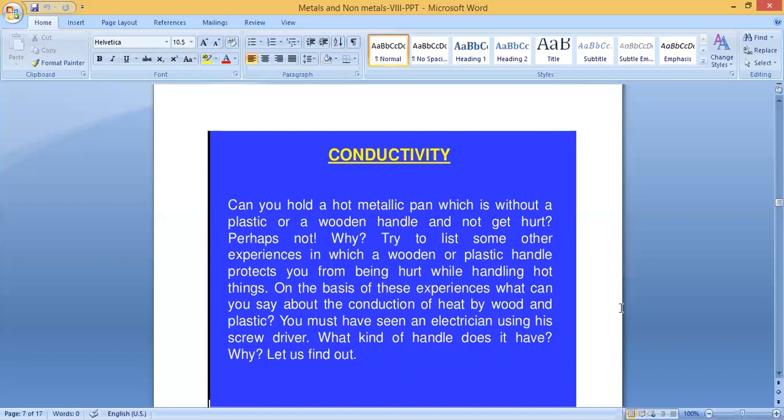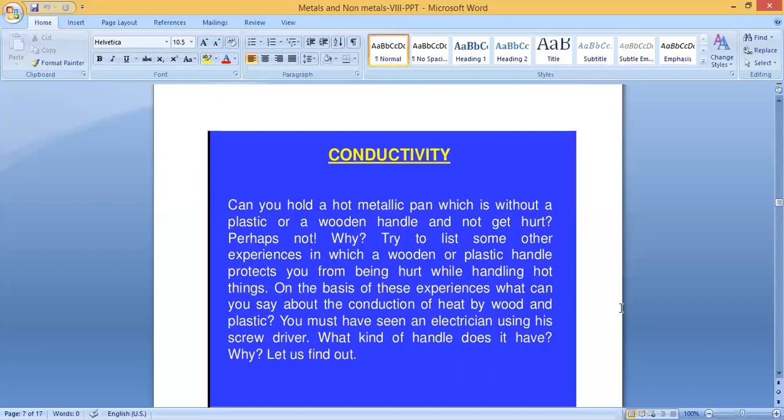Similarly, think of the screwdriver an electrician uses to test whether a current is there or not. You can see that the end the electrician is holding is made of plastic because it is an insulator or poor conductor. So the electrician will not get a shock. But the other end is made of metal. It means the current is passing through that. So that is the conductor side, but the opposite side is the insulator, plastic or wood.